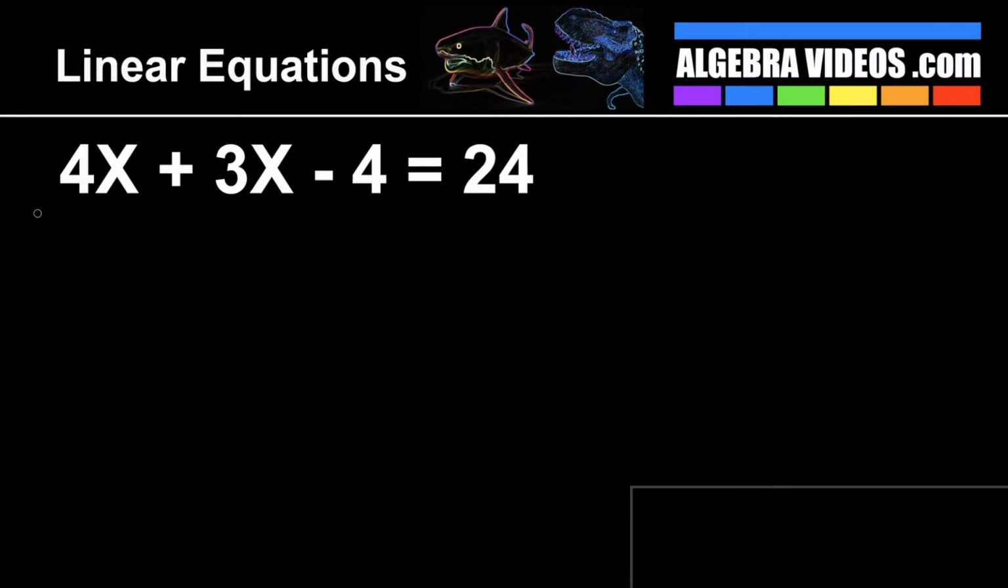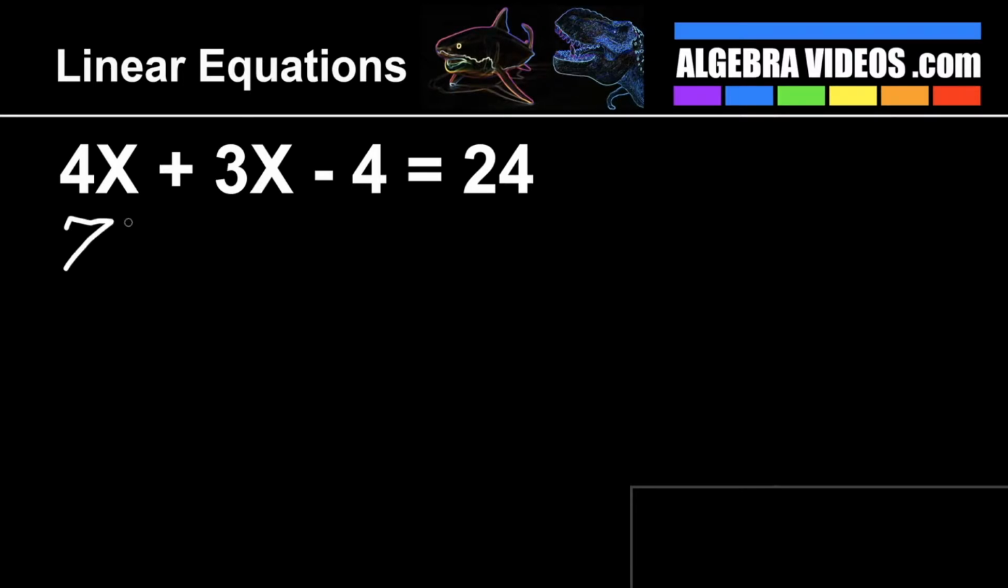The first thing we can do is just combine like terms. Combining like terms means simplifying or just putting together the things that are the same. So these x terms can be simplified. 4x plus 3x is 7x. 4 times anything plus 3 times anything is 7 times that same anything, whatever it may be. So 4x plus 3x is 7x.